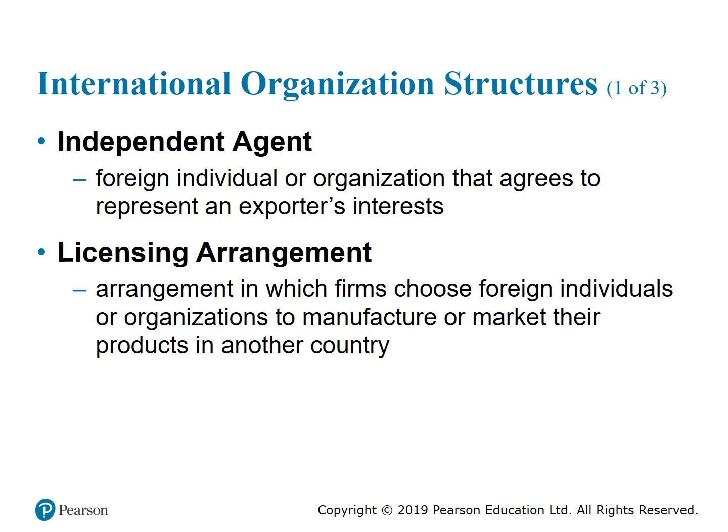Let me start by explaining the first international organization structure, that is independent agents. Independent agents is defined as the foreign individual or organization that agrees to represent an exporter's interests. We can be the independent agent because we can be the exporter and we can be the importer. We become the independent agents for products sold in foreign country.